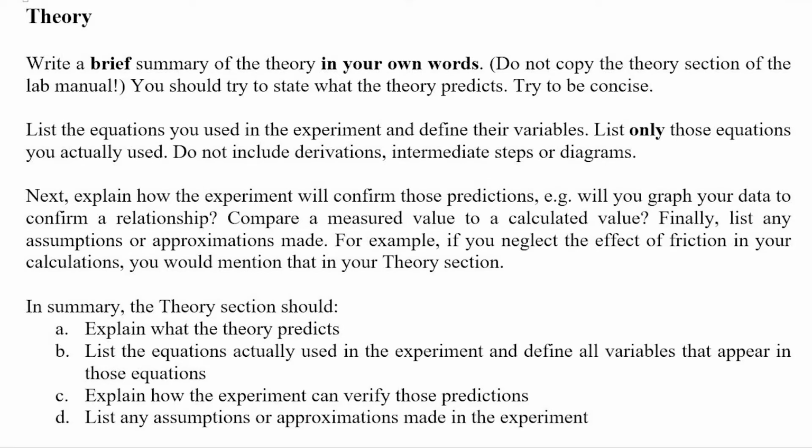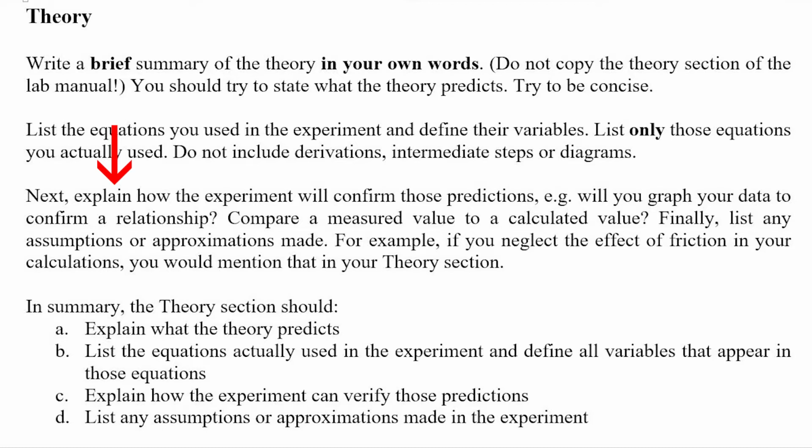The second thing you put in is a list of all the equations that you actually used in the experiment, and you also want to define their variables. Now you only need to list the equations that you actually used. So if there's a derivation with several steps in the lab manual, you only want the final one, the equation that you actually used in your experiment. You don't need to include any of the intermediate steps, and also you don't need to include any diagrams in your theory section.